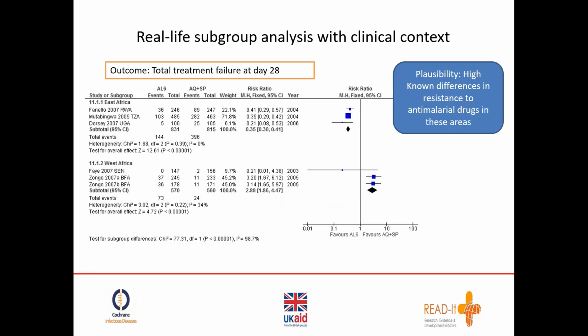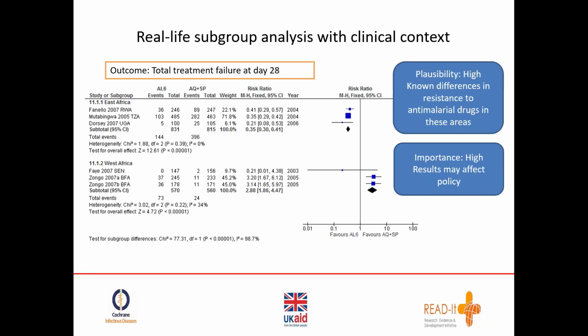Moving on to importance, this analysis suggests that one treatment is effective for East African populations and a different treatment is effective for West African populations. So this could certainly impact policy decisions, and therefore the importance of the subgroup analysis is high.